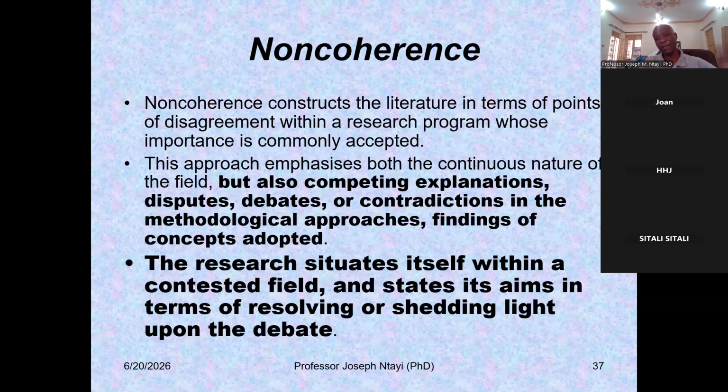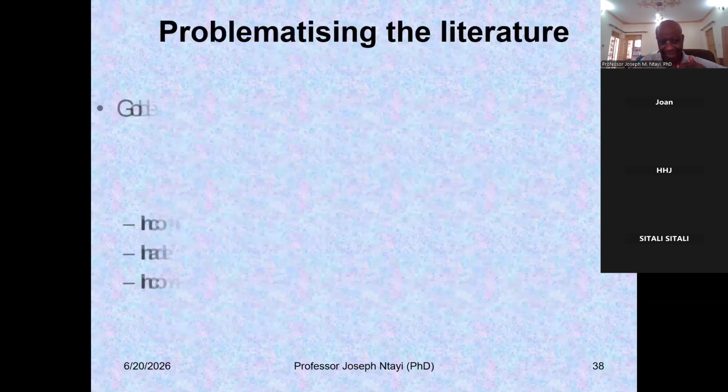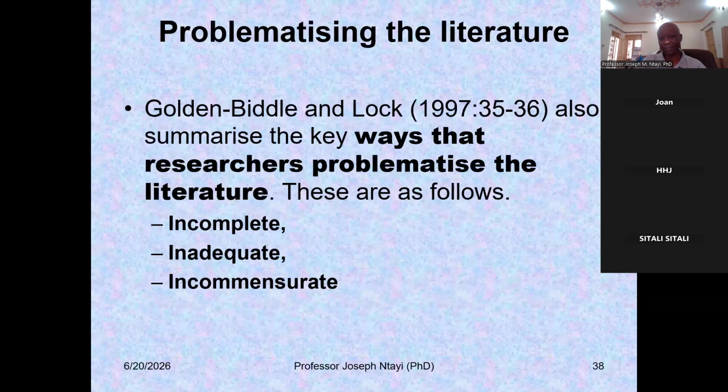Having said that, ladies and gentlemen, I'm assuming that you can do a literature review or identify the gaps. You'll be able to construct this literature and also problematize the literature. So after you have constructed your literature from the three perspectives, you must move from the literature construction, using synthesized coherence, progressive coherence or non-coherence, towards problematization of literature. According to Golden-Biddle, there are three ways of problematizing literature.